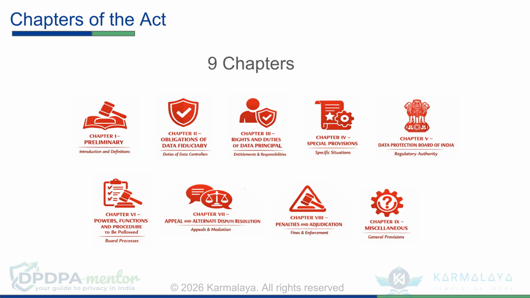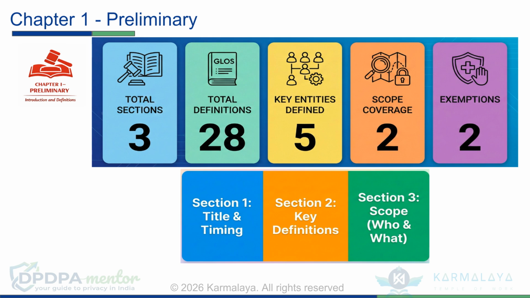As discussed in the Part 1 video, the DPDP Act, 2023 is organized into 9 comprehensive chapters, and the scope of this video is Chapter 1, called Preliminary by the Act. As briefed in Part 1, this chapter consists of 3 sections. These sections cover 28 definitions, introduce 5 key entities, and define the scope and 2 exemptions of the Act. We will detail each section next.